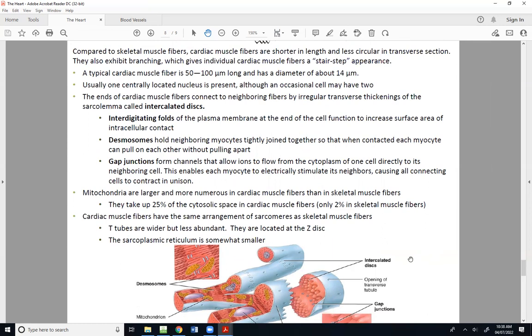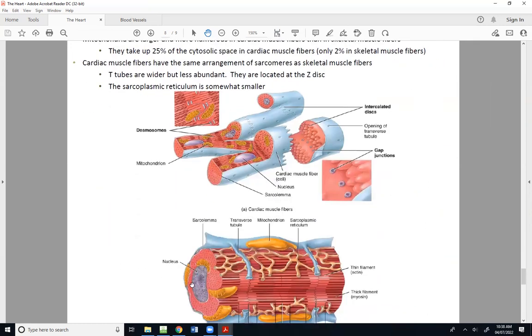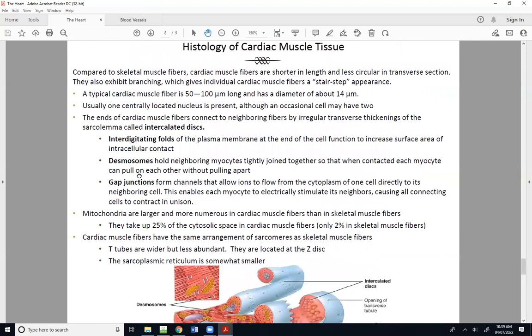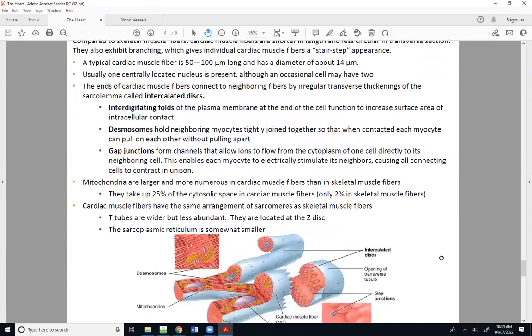Unlike skeletal muscle fibers, which were multinucleated, cardiac muscle fibers are uninucleated, so there's only one nucleus per cell, and the nucleus is typically on the inside, whereas in skeletal muscle fibers, the nucleus was underneath of and really close to the plasma membrane. Okay. The ends of cardiac muscle fibers connect to neighboring fibers by irregular transverse thickenings in the sarcolemma.